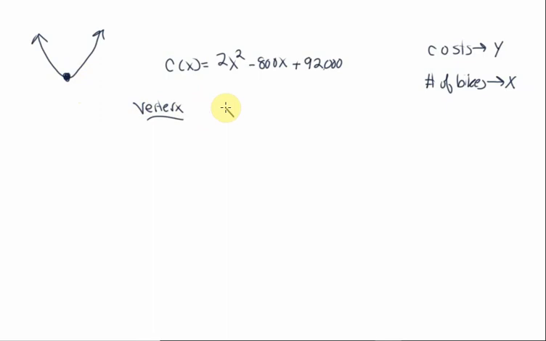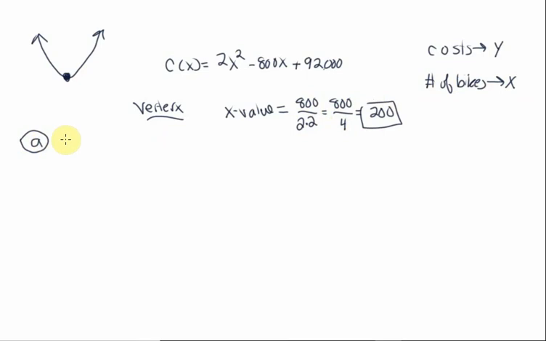So to find the x value, remember it's the opposite of b, so positive 800, divided by 2 times a. So this is going to be 800 divided by 4. 800 divided by 4, that's 200. Now, x is bicycles. So to answer part A, how many bicycles do I need to make to minimize the cost? I need to make 200 bicycles. I'm just going to write bikes because bicycles is a lot longer to write and spell.